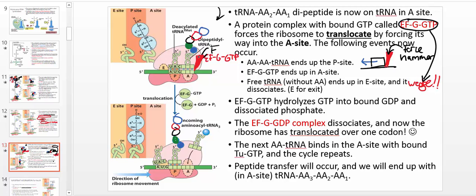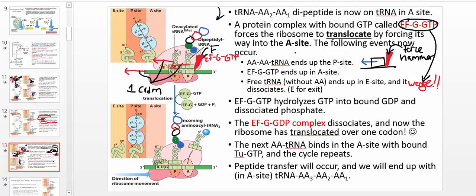And so basically it's going to cause three things to migrate. Number one, the mRNA is going to migrate this direction. Whatever's in the P site migrates this direction. Whatever's in the A site migrates this direction. And each of these things migrates the length of one codon, which happens to be 3 nucleotides.